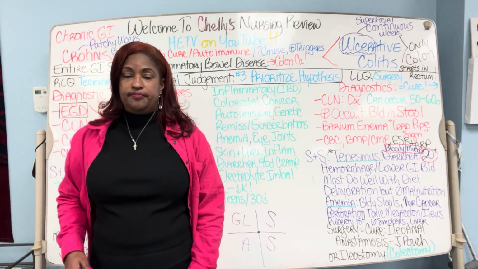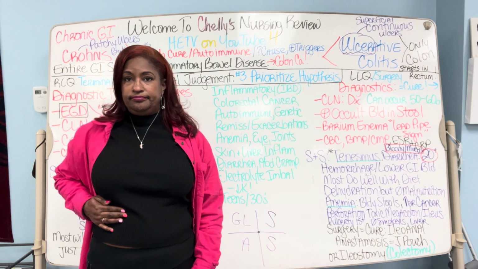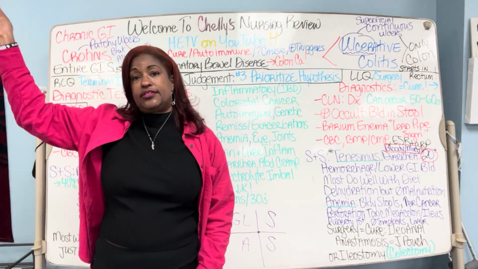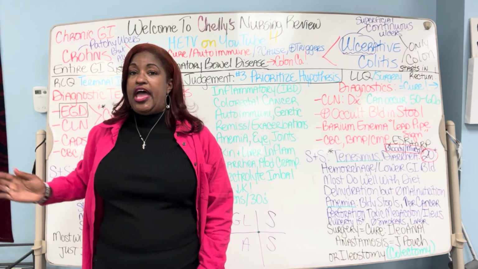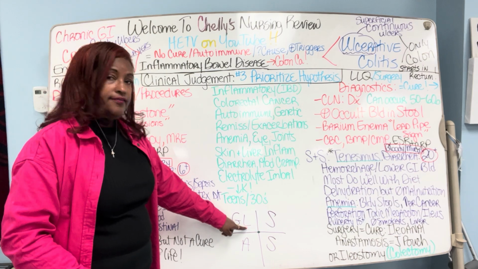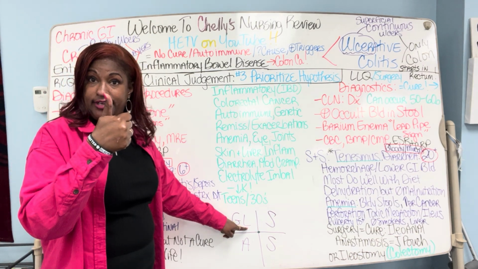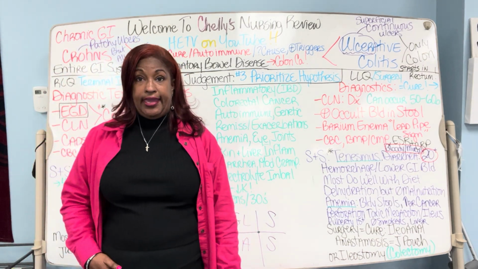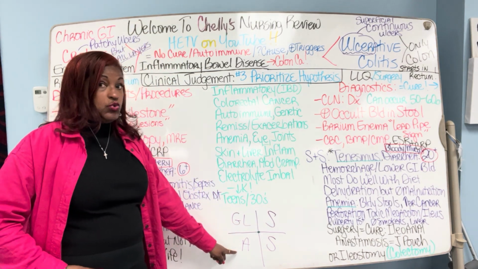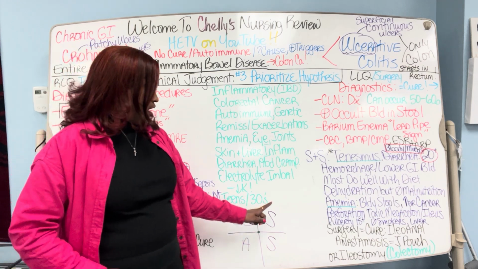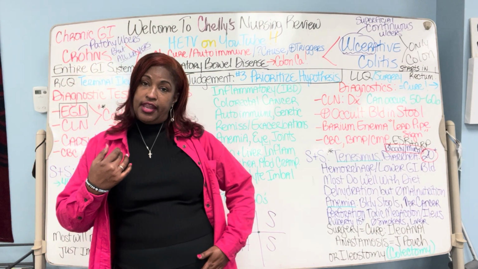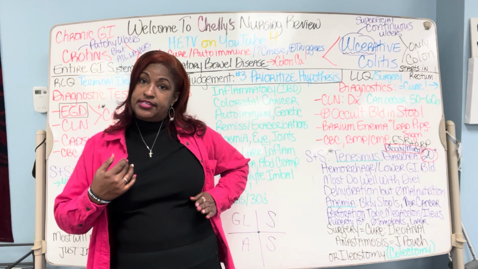Now watch this. GL, right? What side of my body is that? I'm on the right side of my body. GL: gallbladder, liver. We're good. A: appendix. You got this. S is over here, left lower quadrant, and S is up here.